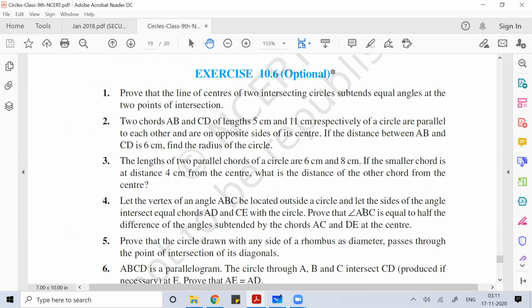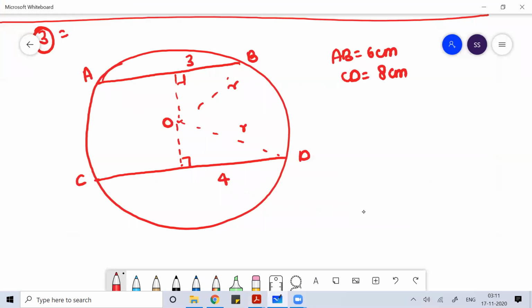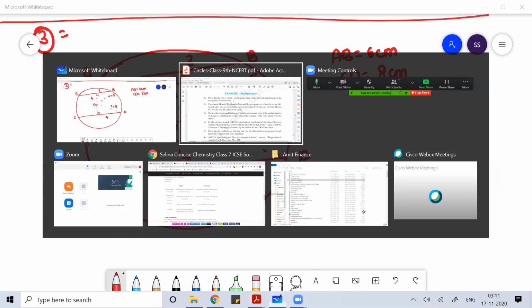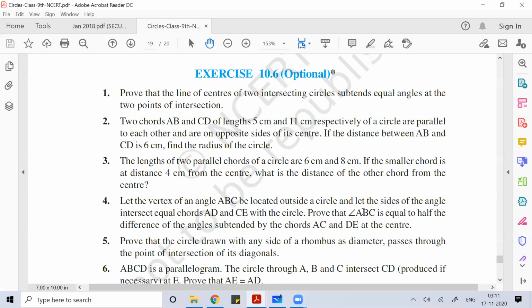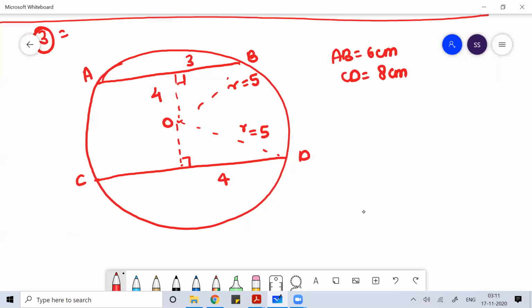You know that the perpendicular line from the center always bisects the chord. The length of two parallel chords of a circle are 6 and 8. If the smaller chord is a distance 4 centimeter from the center, so this is 4. So if this is 4, then this value will be 5. Everyone understands Pythagoras theorem. So that you get R is equal to 5. 3 square is 9, 4 square 16, 16 plus 9 is 25, which is the square of 5. So what is the distance of the other chord from the center? We just need to find this. This would be equal to 3.